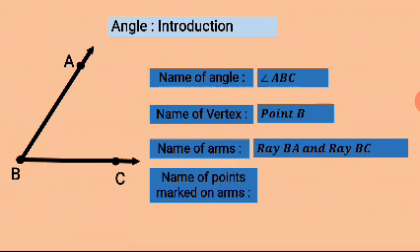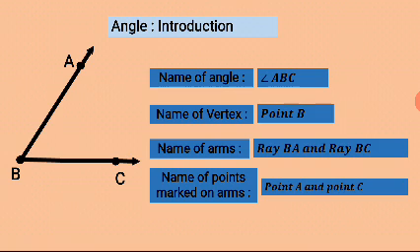Name of points marked on the arm. When we write the name of an arm, we use a point to see the name of that arm. So the points on that arm, that is A and C, these two points are on the arms, one on each arm. So point A and point C. Got it? These are the elements of angle ABC.